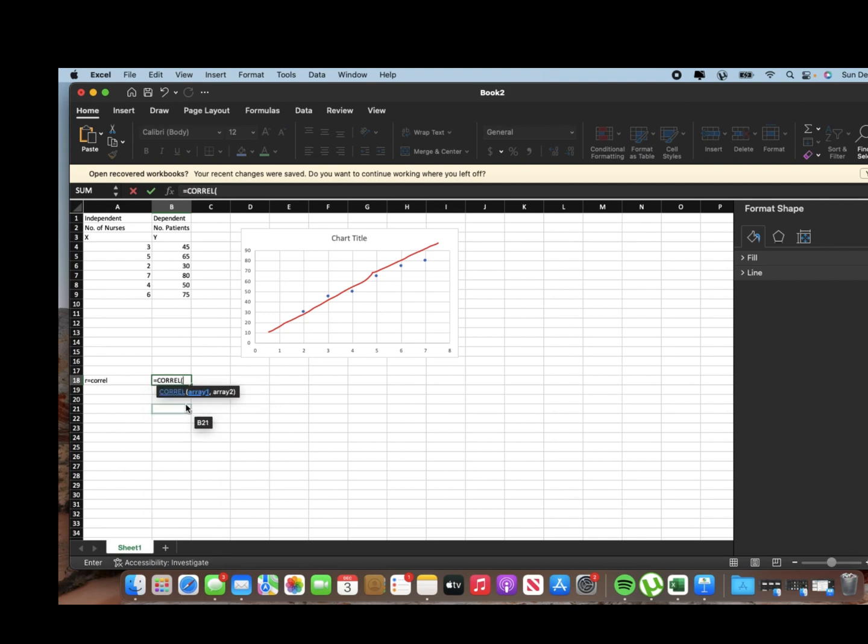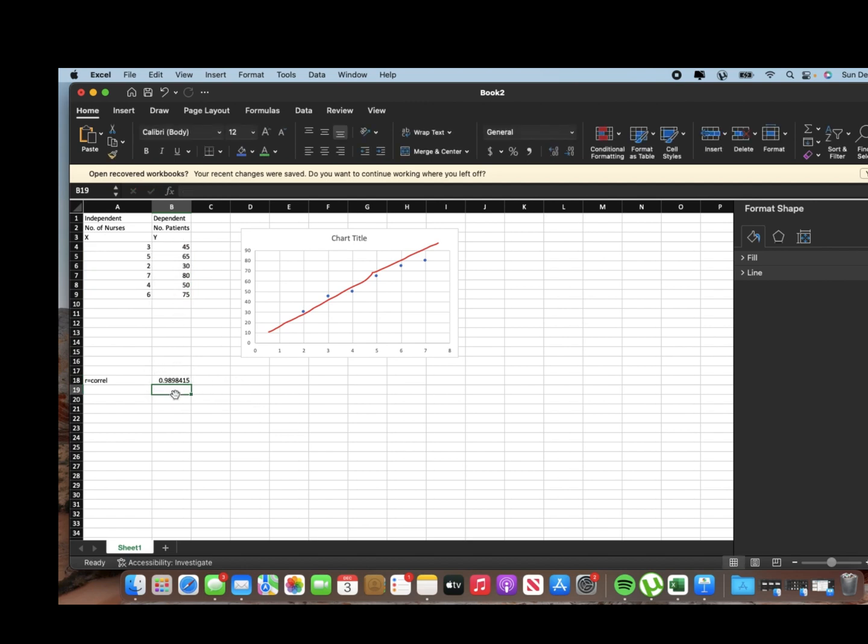Okay. So this will be your CORREL. CORREL means it will involve array 1, which is your x, and then array 2, which is your y. So let's go first for your array 1. Let's just highlight this one. Okay, and then let's go for your array 2. Put a comma in there, and let's go for the array 2, and this will be all about this one. Okay, and then you just have to click enter.